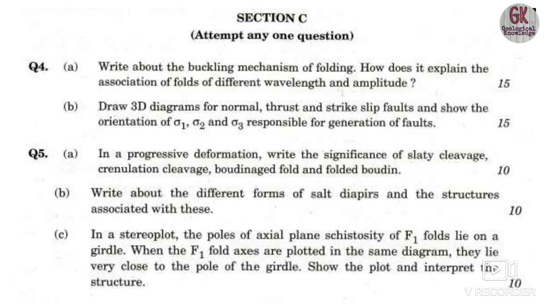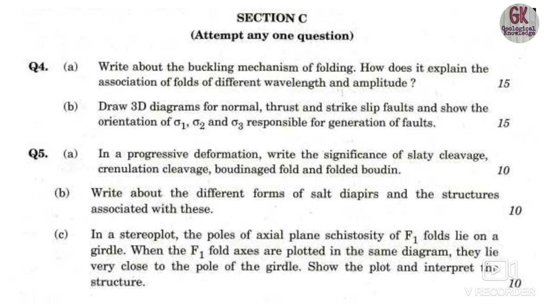Fifth B is write about the different forms of salt diapirs and the structures associated with these. So different types of salt diapirs and the structures associated with them. I will have to look it up, I don't have much idea about this particular question. Actually this topic was not previously in your syllabus, but the question is there, so you have to just solve it out.